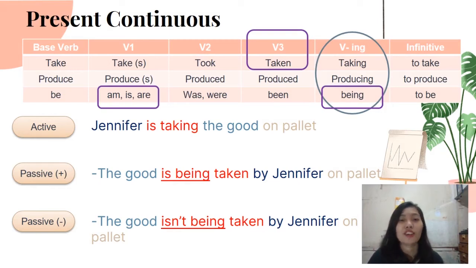We move to present continuous. Present continuous uses the verb in column and adds the to be. The active sentence is Jennifer is taking the goods on pallet. If we change to a positive passive sentence, the goods are being taken by Jennifer. And the negative passive sentence is the goods are not being taken by Jennifer.